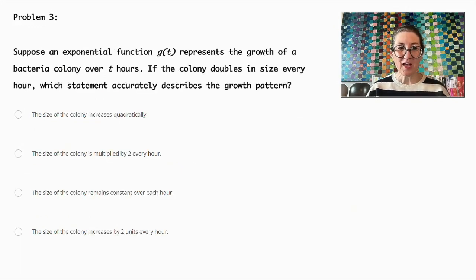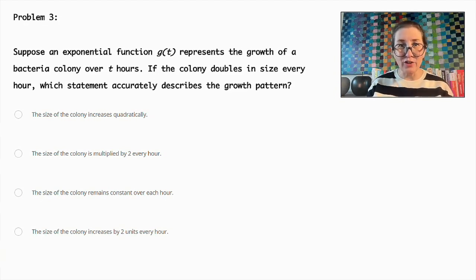Problem number 3. Suppose an exponential function g(t) represents the growth of a bacteria colony over t hours. If the colony doubles in size every hour, which statement accurately describes the growth pattern? The size of the colony increases quadratically. The size of the colony is multiplied by 2 every hour. The size of the colony remains constant over each hour, or the size of the colony increases by 2 units every hour. Let's find the accurate description of the growth pattern here.